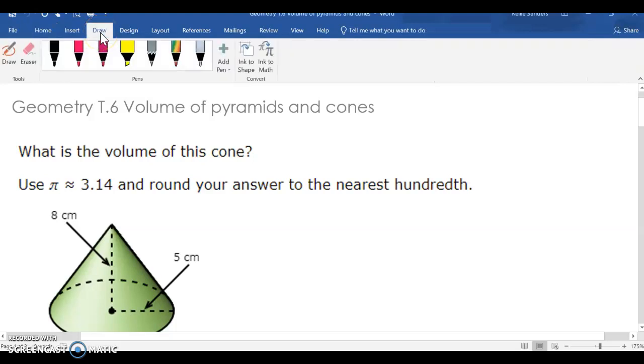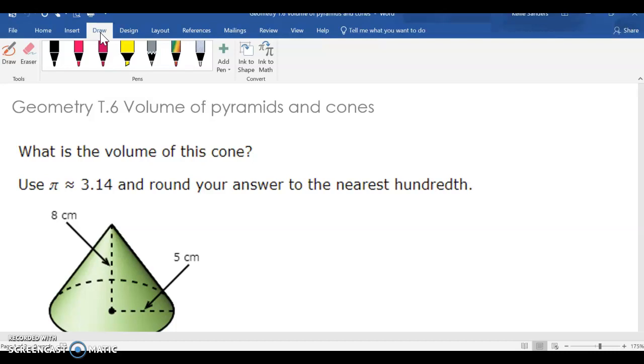T6, volume of pyramids and cones. So we're going to fill up a snow cone container, or figure out how many bricks were made to build a pyramid and stuff like that. Alright, so volume of a cone.